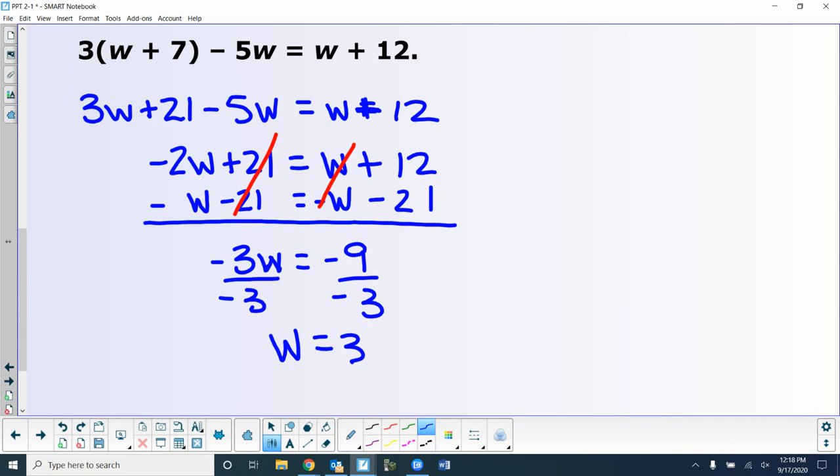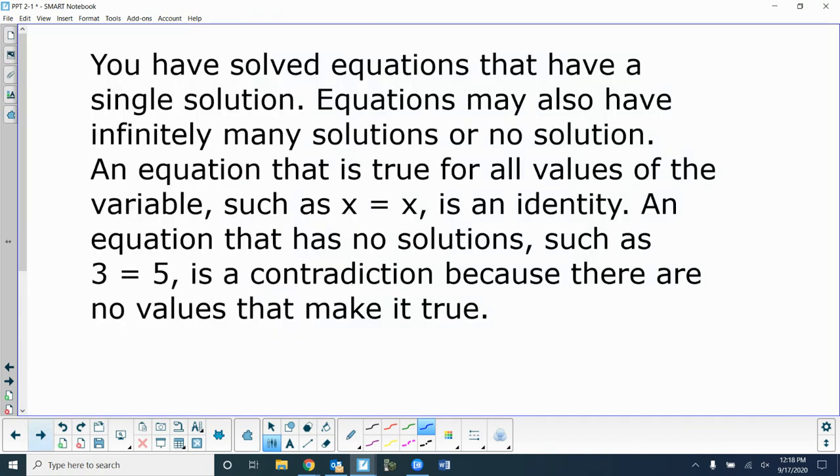So simplify if you have to. If you got stuff on both sides, get your variables on one. Again, it doesn't matter which side, left or right. And then get your variable alone. Sometimes you have, we've always gotten one answer so far. Equations may also have infinite solutions or no solution.